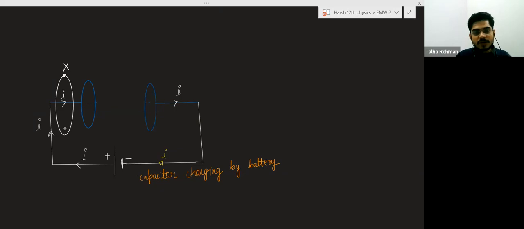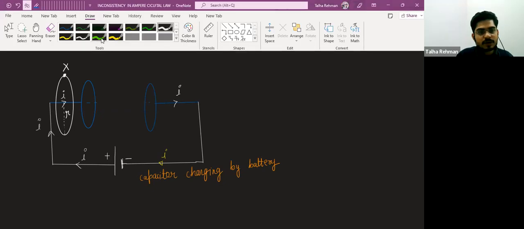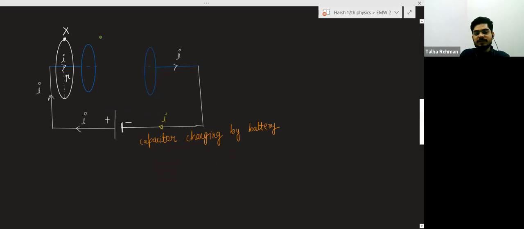So what will I do for finding the magnetic field at this point? Suppose small r is the radius of this loop. Now we will apply the Ampere circuital law and find the value of the magnetic field at point X.